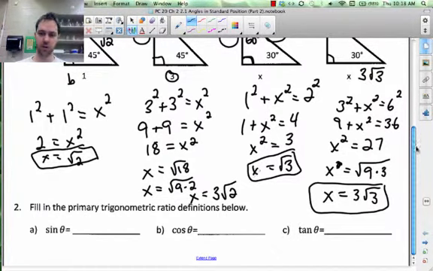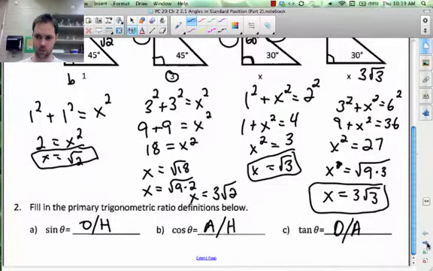Fill in the primary trigonometric ratio definitions below. Sine theta, we know that is opposite over hypotenuse. Cos theta is adjacent over hypotenuse. And tan theta is opposite over adjacent. Okay, nothing new there.